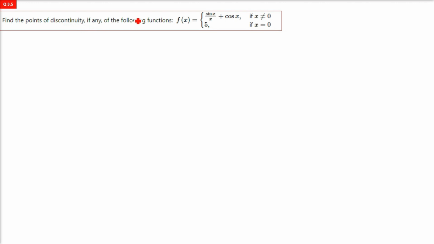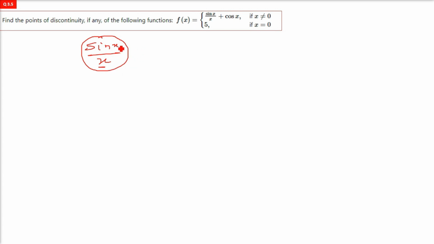Find the points of discontinuity, if any, of the following function. So this also we are going to do in the same way. Just remember, when we have various functions which are continuous by themselves, and when we combine them in the form of division, addition, or multiplication, they will still remain continuous, as we discussed in theory. Sin x is continuous, x is continuous, sin x by x is continuous.